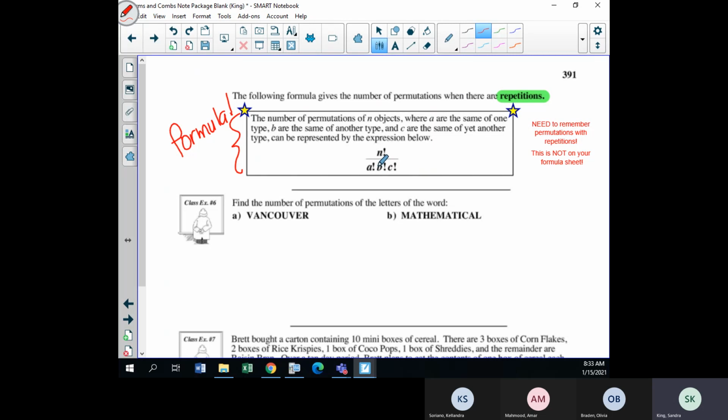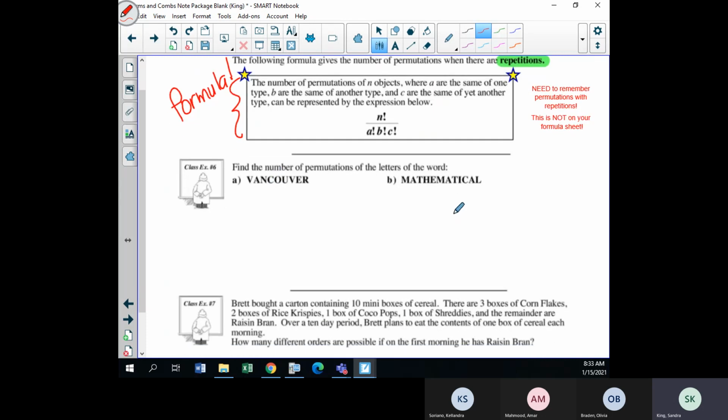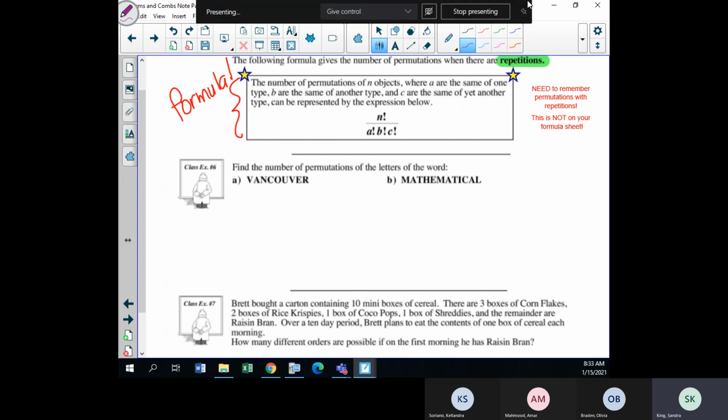So let's look at this: find the number of permutations in the letters of these 2 words, Vancouver and mathematical. So how you want to do this is, first thing you're going to do is count up, as always, the number of letters in the word. Vancouver has 1, 2, 3, 4, 5, 6, 7, 8, 9. So there's 9 total letters that we're arranging, so that would be 9 factorial. If Vancouver had no repeats, we would be done at 9 factorial, but there's repeats in Vancouver.